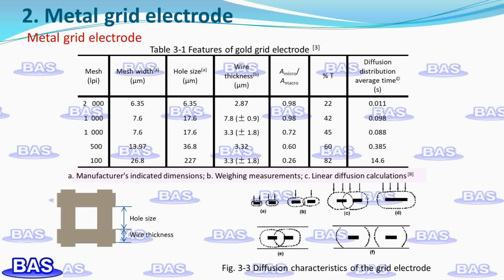The closer the mesh is to each other, the faster the diffusion layers overlap. Therefore, in the chronoamperometric experiment under the semi-infinite diffusion condition, the apparent electrode area calculated from it gradually changes from the shorter time micro value to the longer time macro value. The transition time from A micro to A macro is also in Table 3.1. Diffusion distribution average time is the time for metal grid electrodes with different pore sizes to reach approximately the diffusion time of a planar electrode, which depends on hole size, shown in Table 3.1.